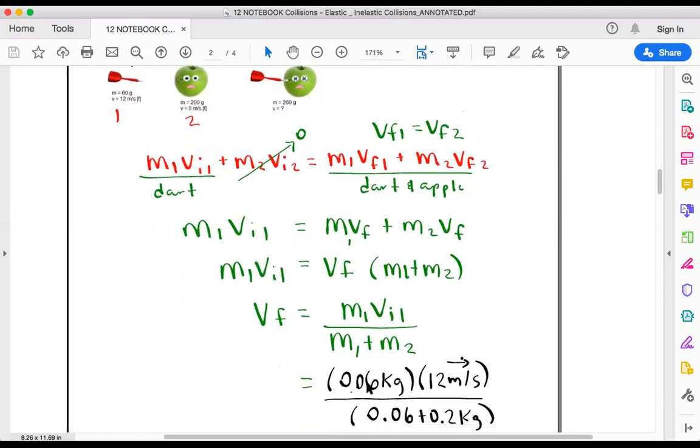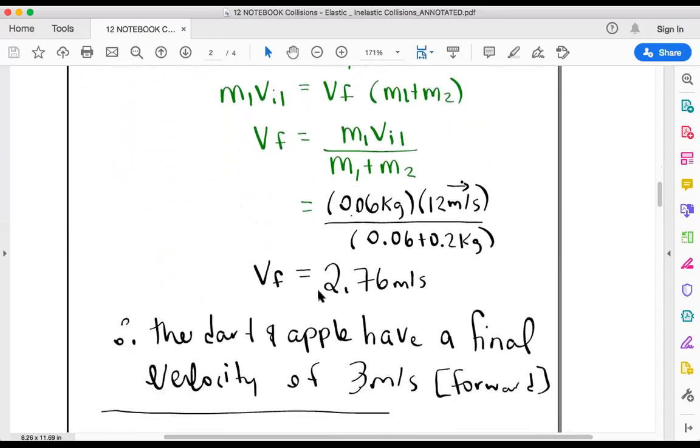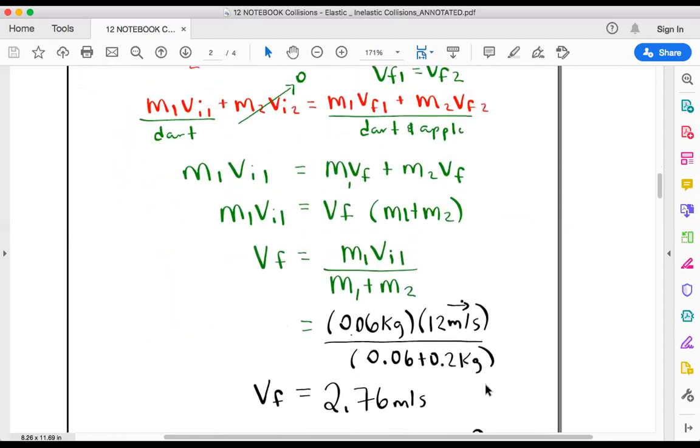So we simply sub in 0.06 kilograms times 12 meters per second. It makes sense in this diagram to assign whatever direction the dart is initially to be positive, because that's the only direction of motion before or after in any of the objects. Substituting in the values, we get 2.76 meters per second. That's positive, so it means to the right, or we'll say forward. And we'd say that therefore the dart and the apple have a final velocity of 3 meters per second forwards.